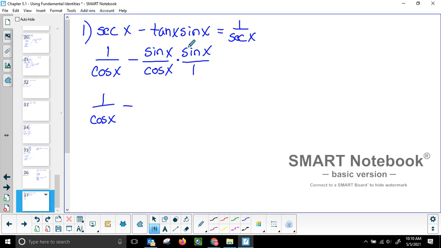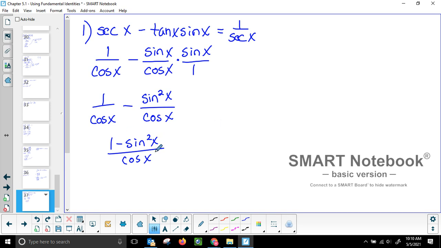And I'm going to go ahead and multiply these two fractions here. So just multiply across the top, multiply across the bottom. Sine x times sine x is sine squared x, and cosine x times 1 is, of course, cosine x. Well now, both of these fractions have a common denominator, so I can go ahead and combine them into one fraction. So this will be 1 minus sine squared x over cosine x.